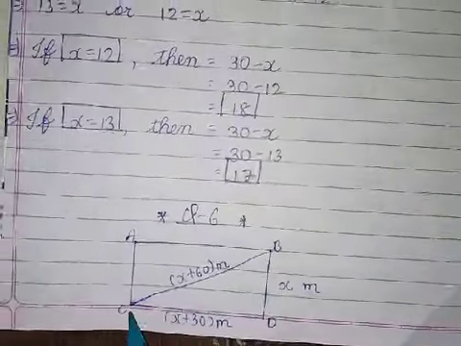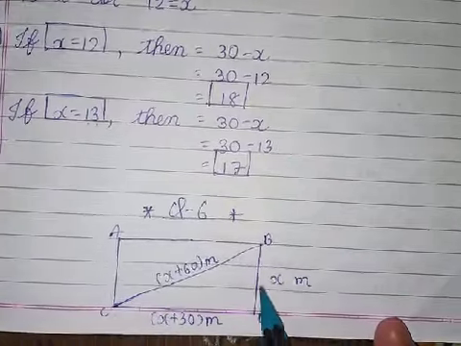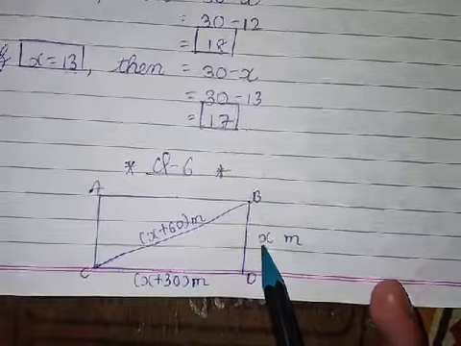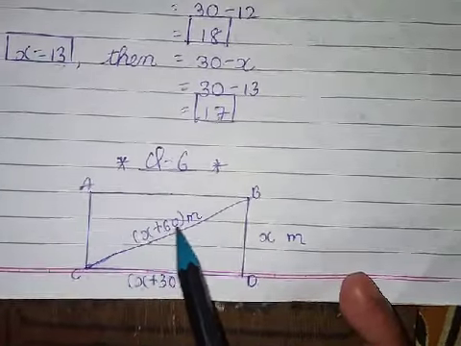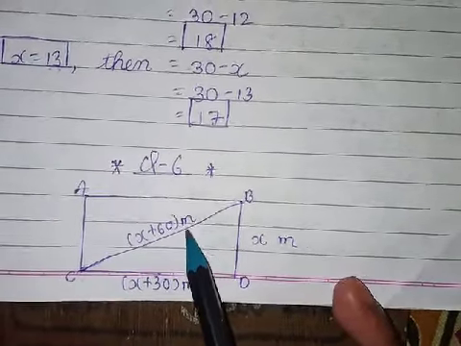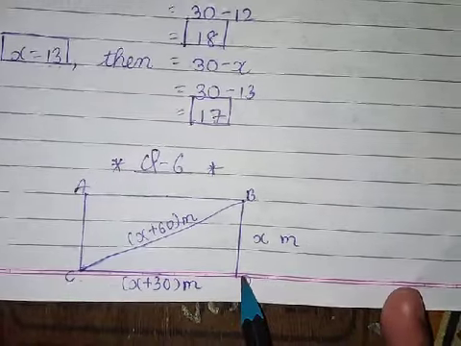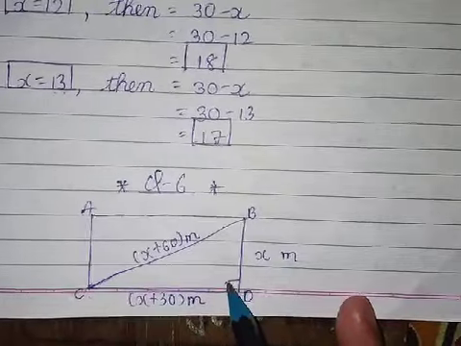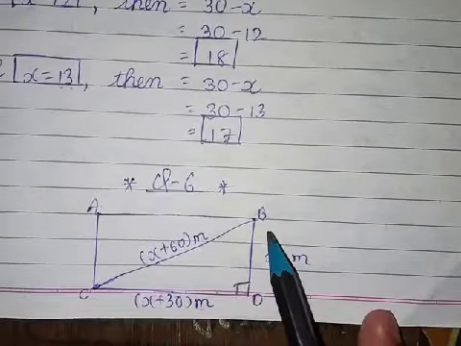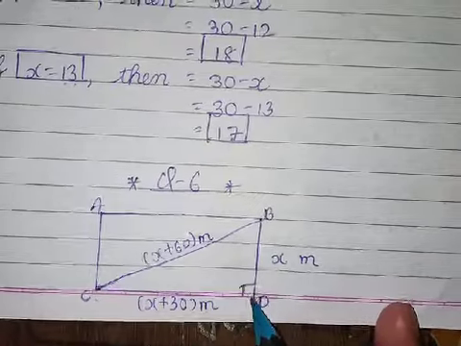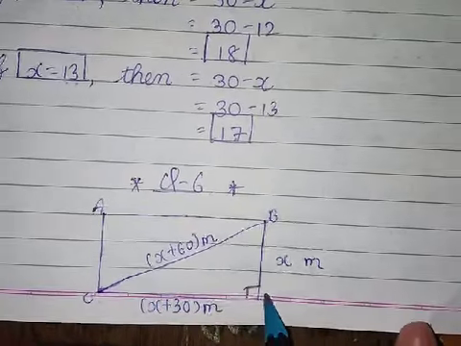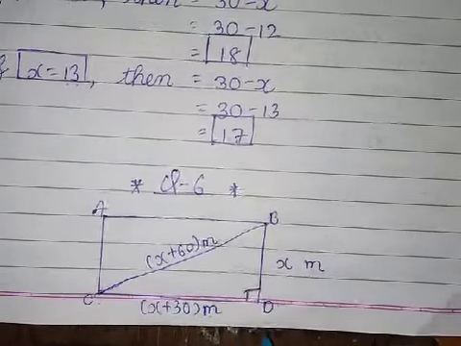Here ABCD is a rectangle. The shortest side is BC, x. Is it? So the diagonal is 60 more, so x plus 60, and here the longer side is 30 more, so x plus 30. So we will get this rectangle. Okay. So here we will get a triangle, triangle BCD. This is a right angle triangle. So we apply the Pythagoras theorem and get the value of x.